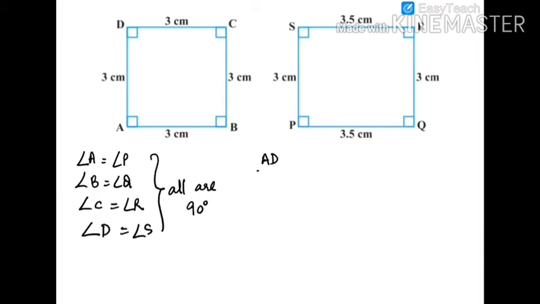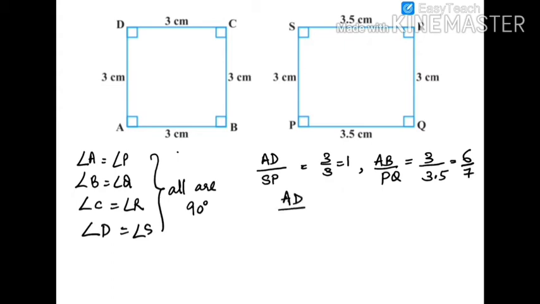So AD upon SP gives us 3 on 3, which is equal to 1. AB upon PQ gives us 3 on 3.5, which will give us 6 on 7. So we can say that two of the sides are not proportional.